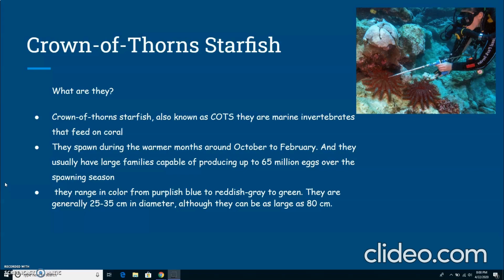quite large families. They're capable of producing up to 65 million eggs over the spawning season, and they don't look like your average starfish. They have a lot more arms, and they are quite large. They can be about 25 to 35 centimeters in diameter, and they range in color from purple to blue to red, gray, and green.